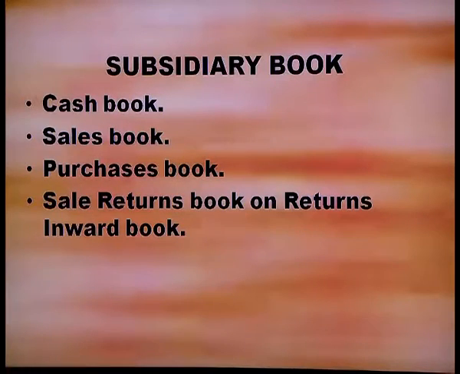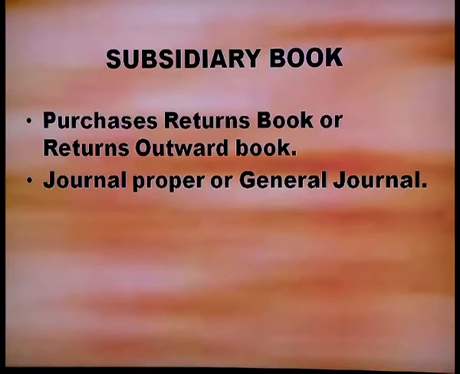If we have a large number of transactions, recording all the transactions in the journal will be very difficult. So, it becomes necessary for big business organizations to start subsidiary books. We have subsidiary books like cash book, sales book, purchases book, sales returns book or returns inward book, purchases returns book or returns outward book and journal proper. These types of books are opened when we have a large number of transactions.